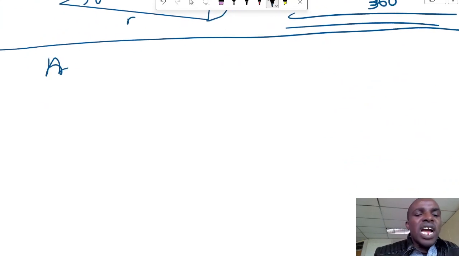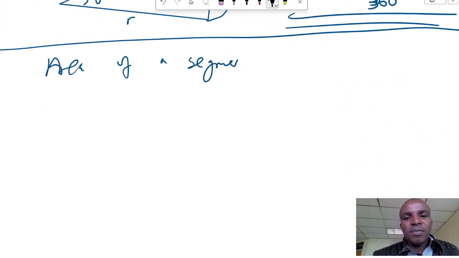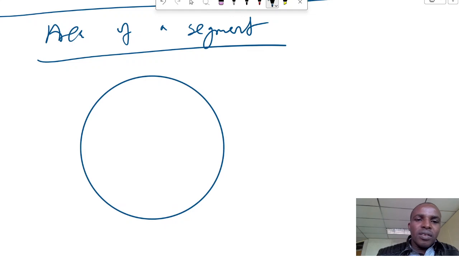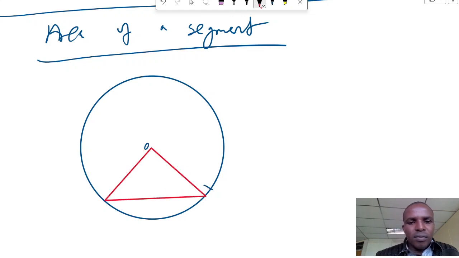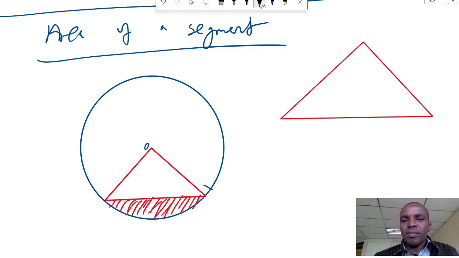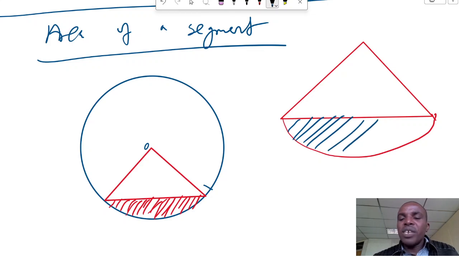Then we have a segment, the area of a segment. A segment is like this. It's part of the area of a circle. Let me draw it properly. So this part is called the segment. To find the area of this segment, let me shade in blue here. That's called the segment, shaded in blue.